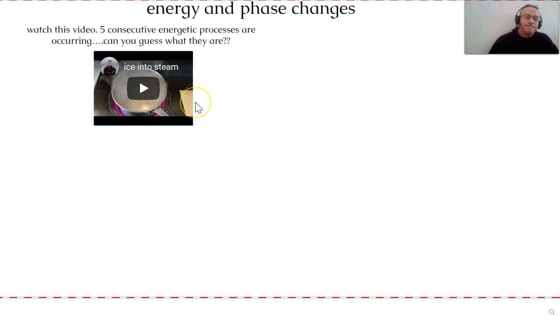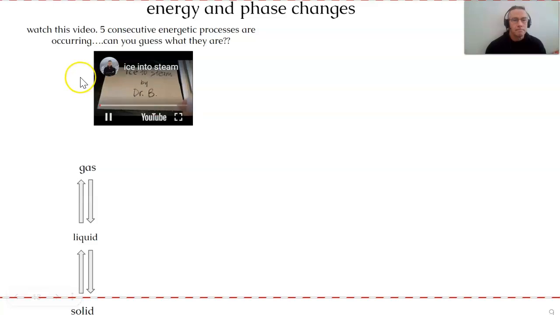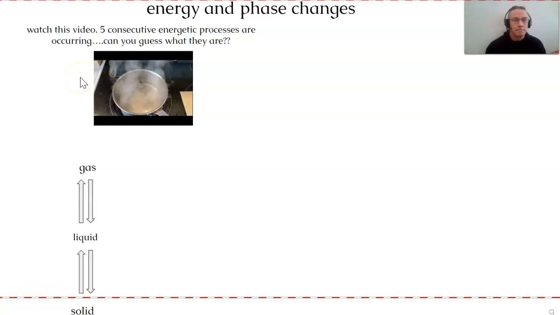Let's consider some ice and let's turn it into steam. This is a phenomenon that I'd like you to observe, and I'd like you to think about the 5 consecutive energetic processes that will be occurring. Let's go ahead and take a look at it. This is time condensed, so it's going to take place very quickly. And there it is, done.